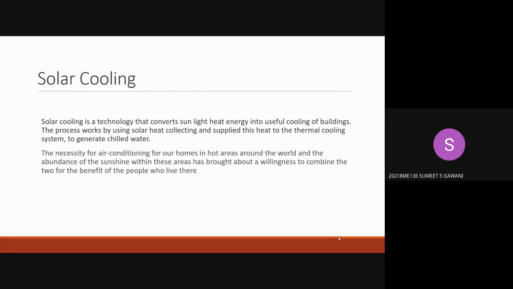I would like to continue with solar cooling. As we know, according to the current situation, global warming is increasing day by day. So the solar heating and cooling system plays an important role, not in the initial time, but in the long run it is very useful and economical for humans. Okay, so let us talk about solar cooling.